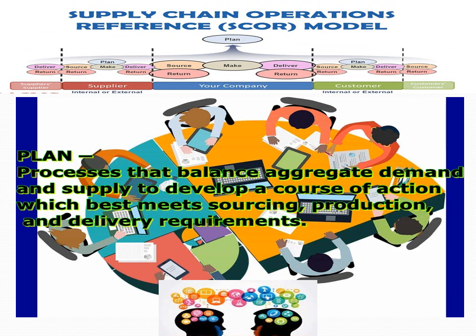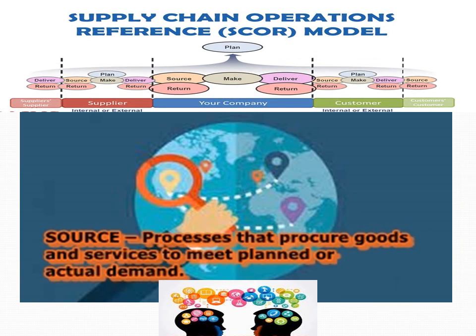As we all know, plan is a process that balances aggregate demand and supply to develop a course of action which best meets sourcing, production, and delivery requirements. So we plan for sourcing, production, and delivery requirements to meet the demand of our customers. Next is sourcing. These are the processes that procure goods and services to meet planned or actual demand. So we locate from where we can get the goods and services to meet the demand of our customers.